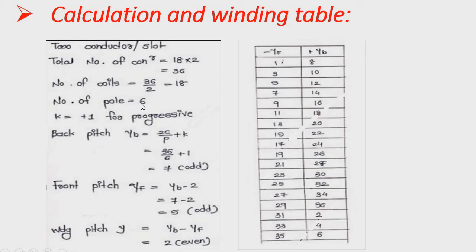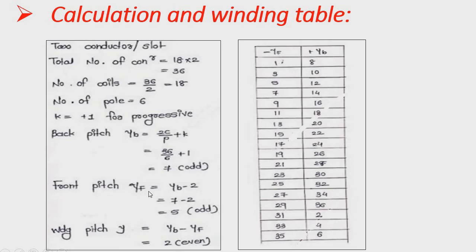Now number of poles is equal to 6, which is given in the data. Now assume K is equal to plus 1 for the progressive winding. If it is not given in the data whether progressive or retrogressive, then we always have to assume K is equal to plus 1 for progressive. So now back pitch YB is given by 2C by P plus K. So 2C is 36, P is the number of poles, 6, plus 1, which is the value of K for progressive. So this is 6 plus 1, so we get the value of YB equal to 7, and it is an odd number, so our first condition is satisfied.